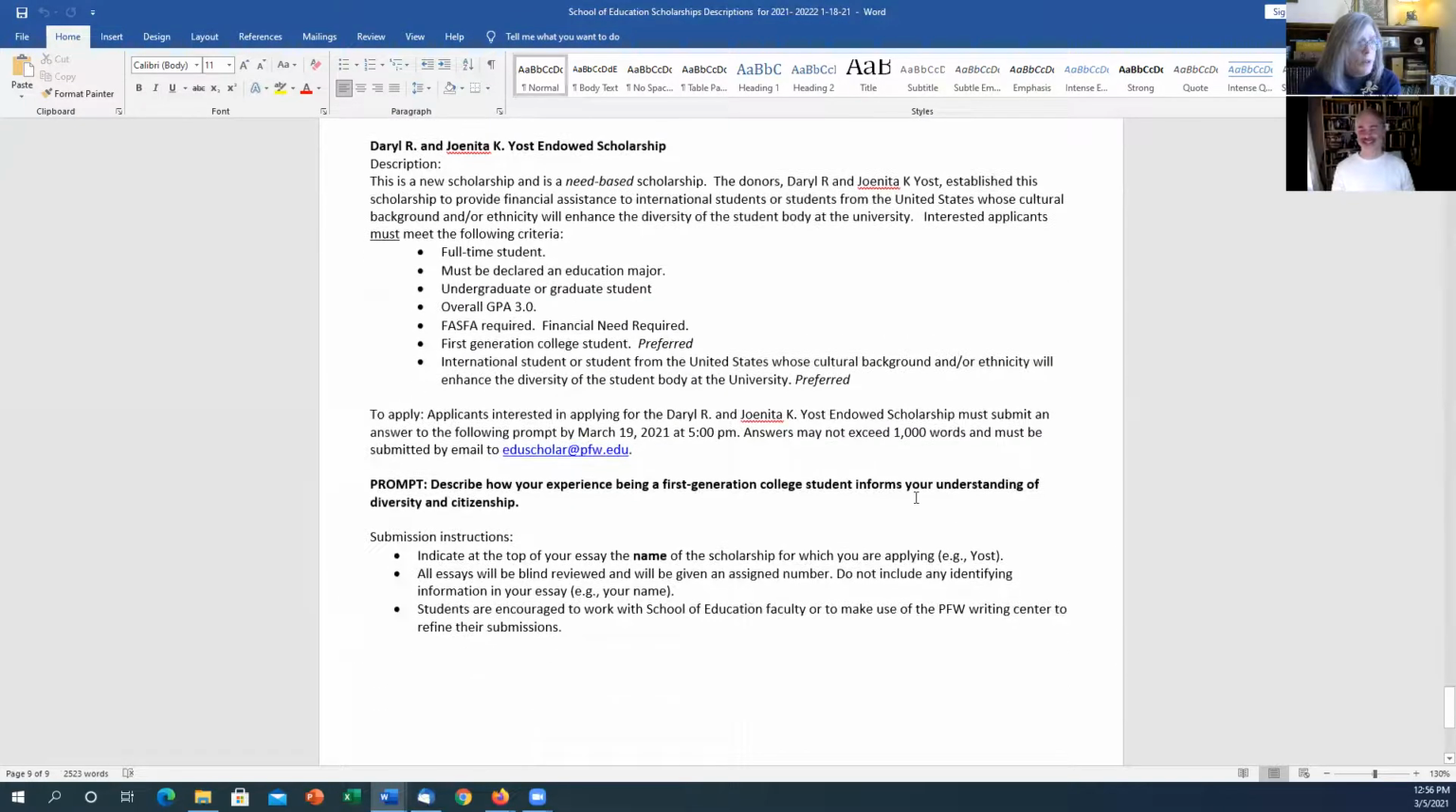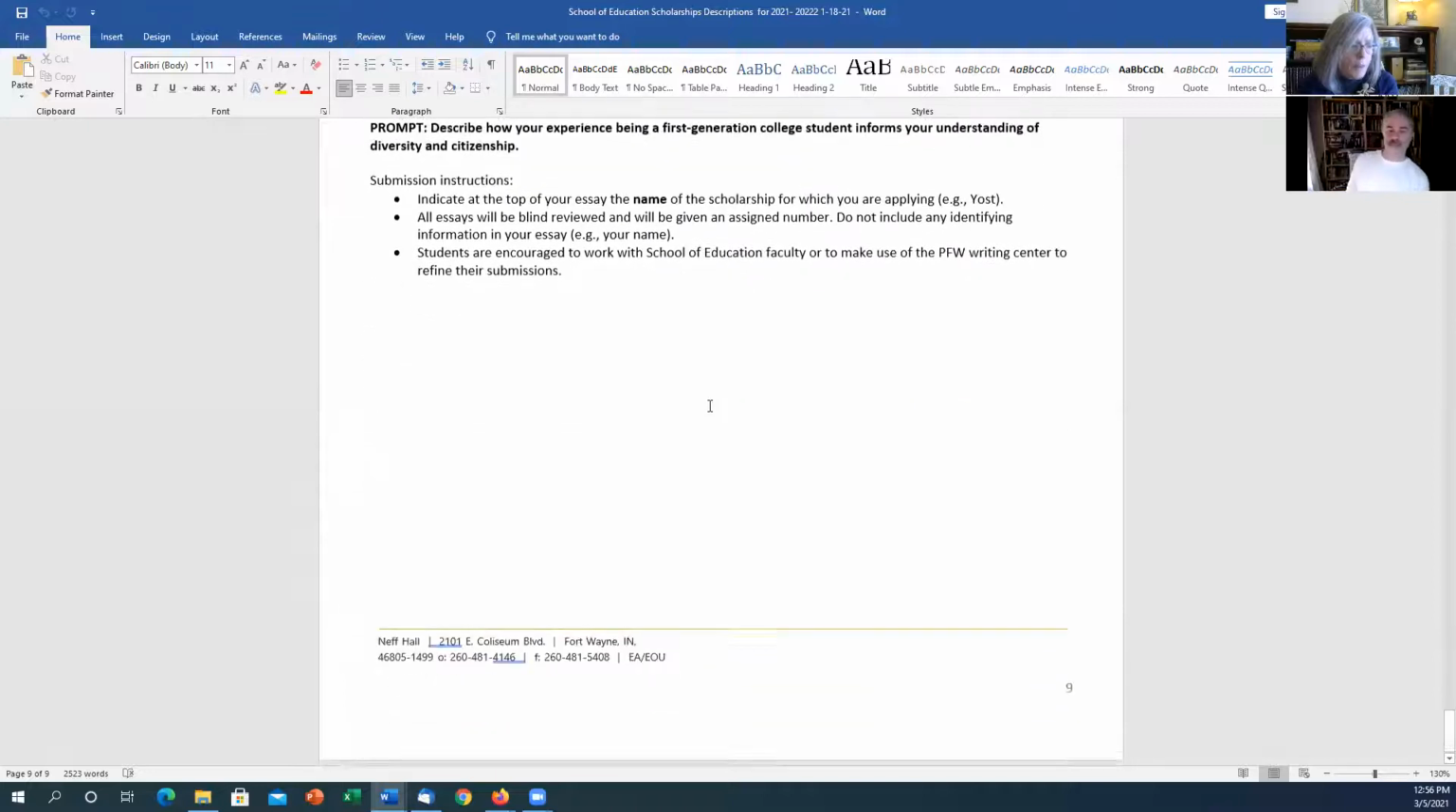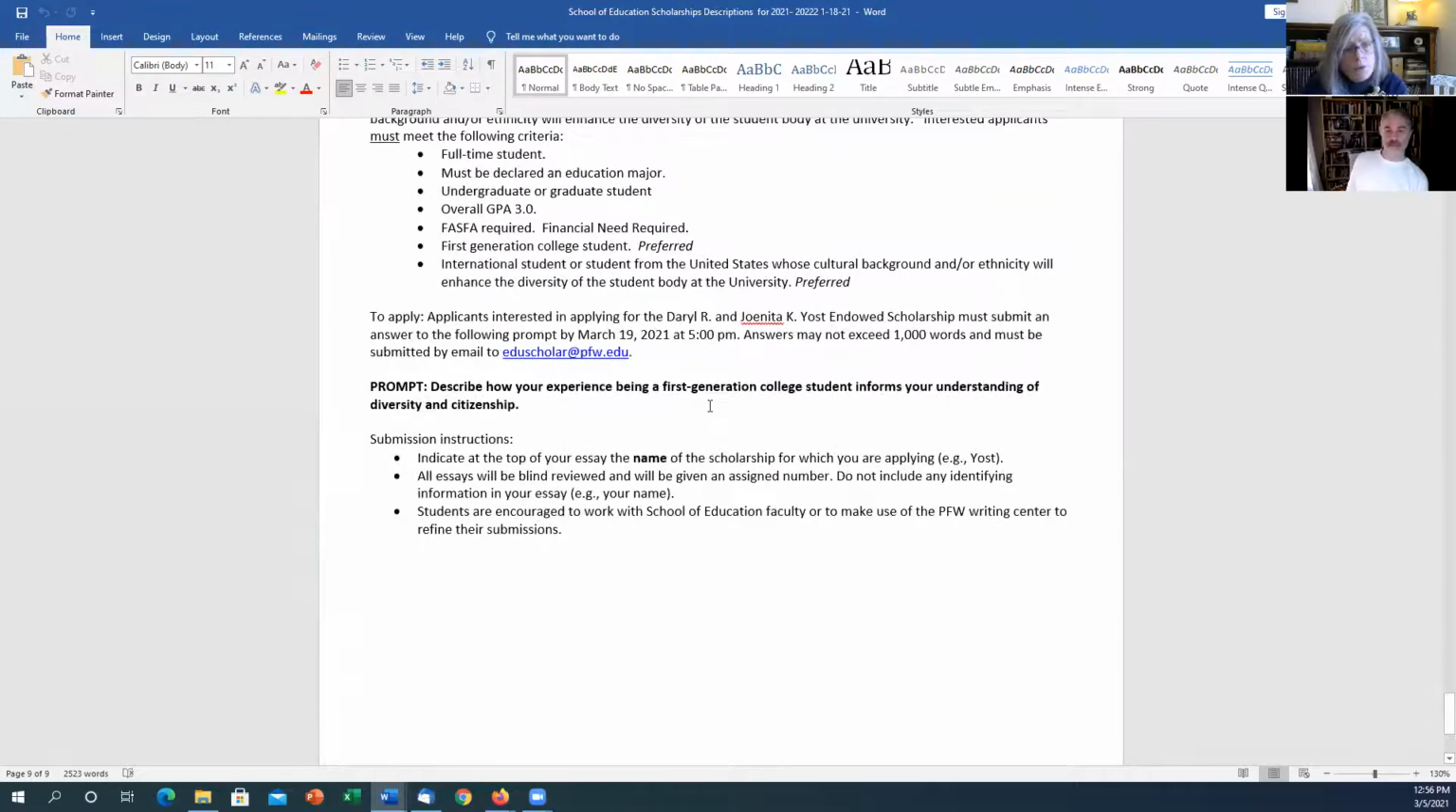This is a new one, the Yost Scholarship as well. Dr. Ollinger will get into this, but if you are a first generation college student, let some of that come into your essays so that you're talking about some of these things. Also here, the idea of cultural background or ethnicity that enhances the diversity of the student body at the university is preferred. So let us know a little bit about that. I will let you spend some time studying all the criteria, but those are the big highlights.